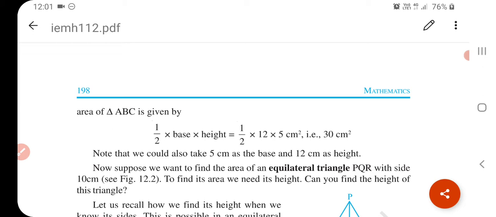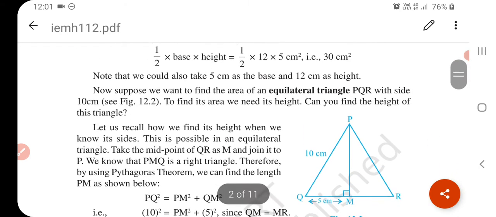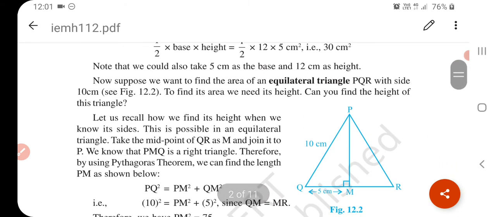Now suppose we want to find the area of an equilateral triangle. Suppose the triangle is PQR with side 10 centimeter. So in this triangle each and every side has 10 centimeter length. Now to find its area we need its height. Can you find the height of this triangle?